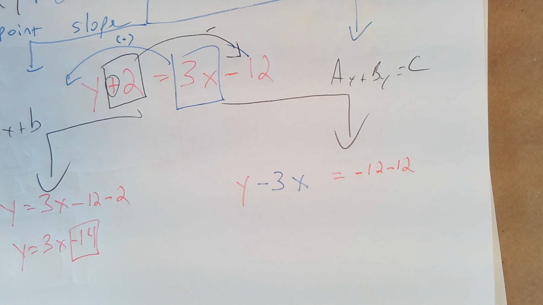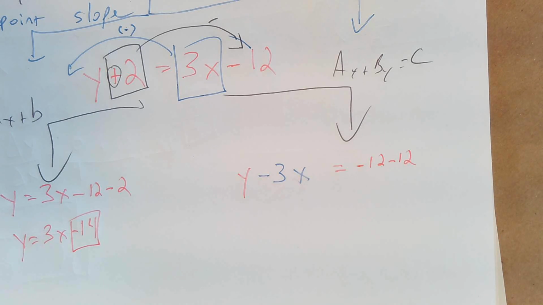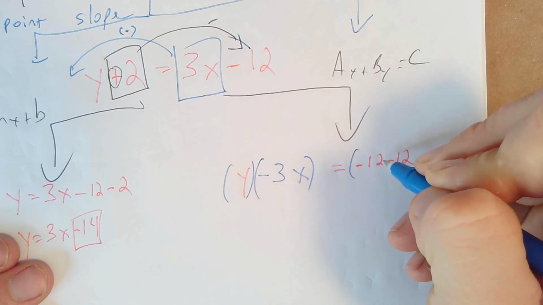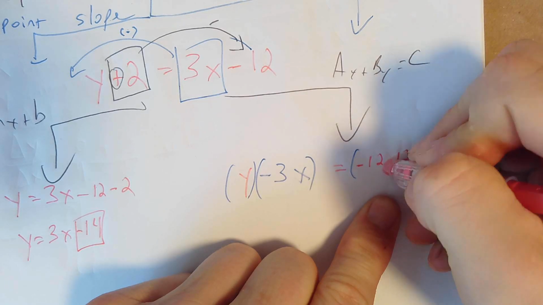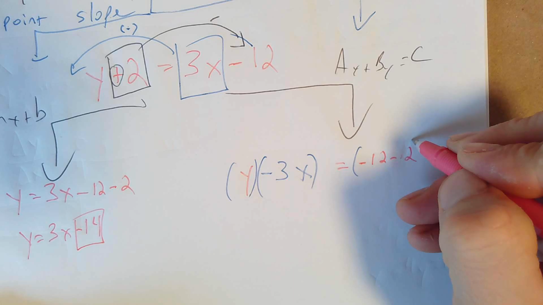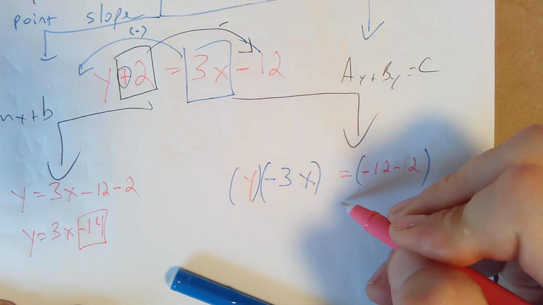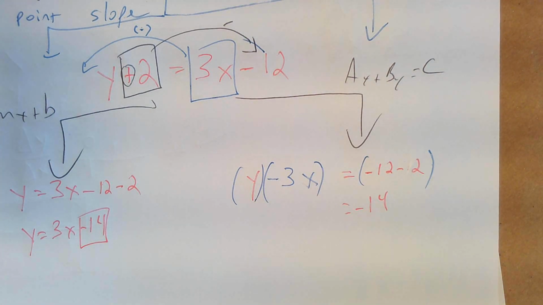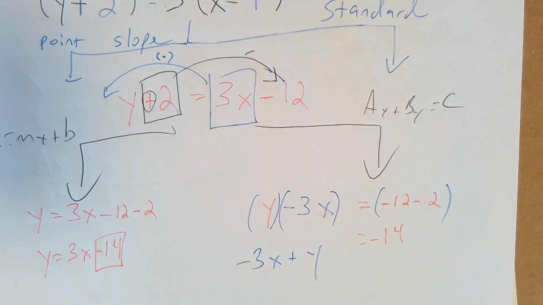All right. But we usually like to lead with the x, because ax plus by equals c, and a is normally positive. Okay, so we're going to multiply everything. Oh, that should be 2. Whoops, that should be 2. Okay, so I'm going to combine this. Combine that into negative 14 equals negative 14. I'll rearrange this in the proper format. Negative 3x plus y equals negative 14.